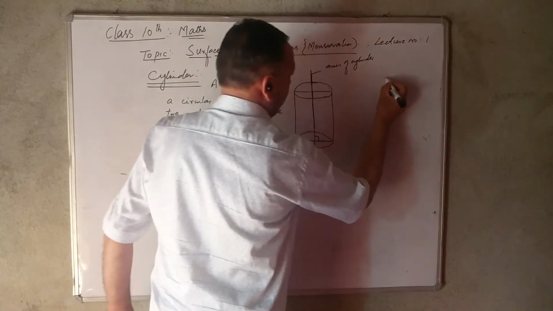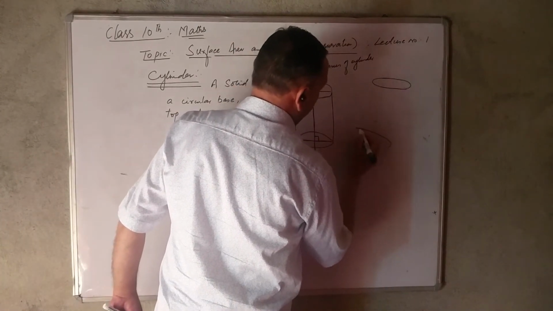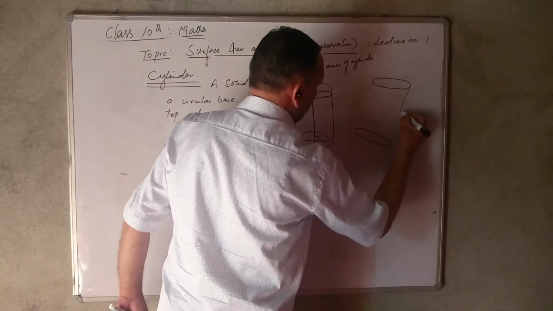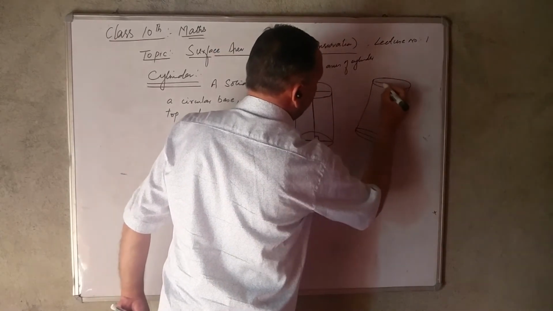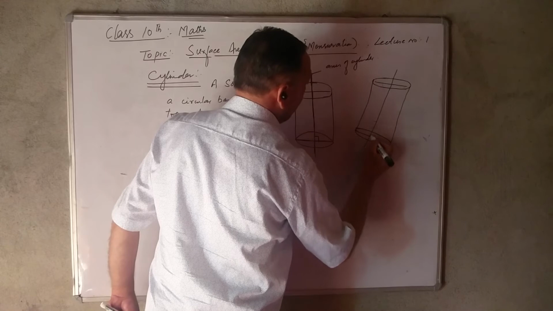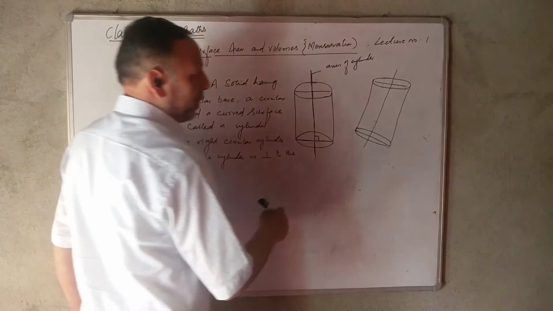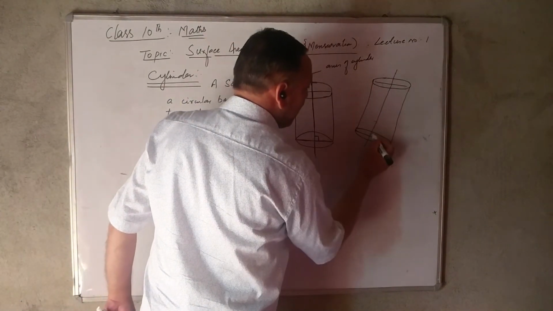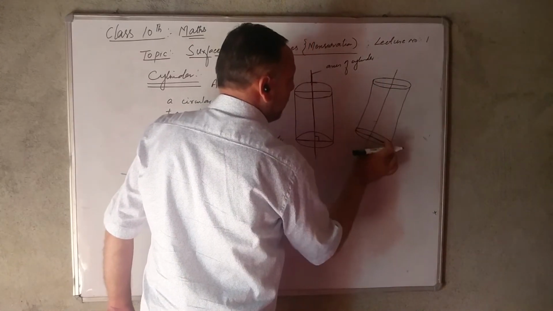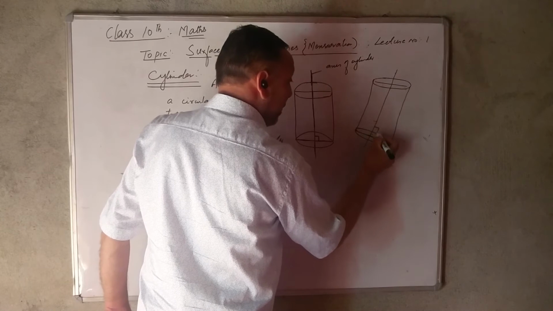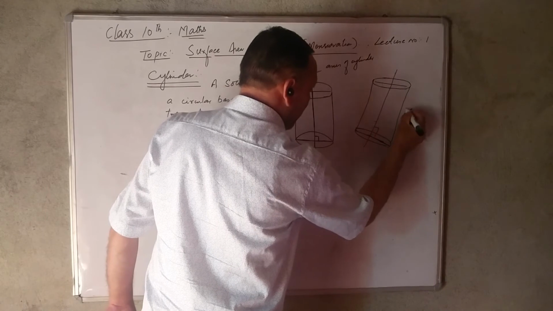Let me explain it like this. Let me draw a cylinder here. This is the base, this is the top, and this is its axis. Is this a right circular cylinder? No, it is not, because here the axis is not perpendicular to the base. It will be a right circular cylinder when the axis is perpendicular to the base.